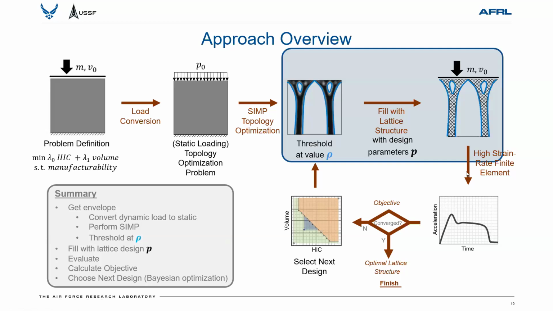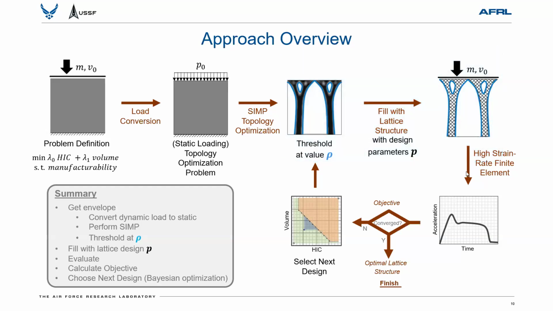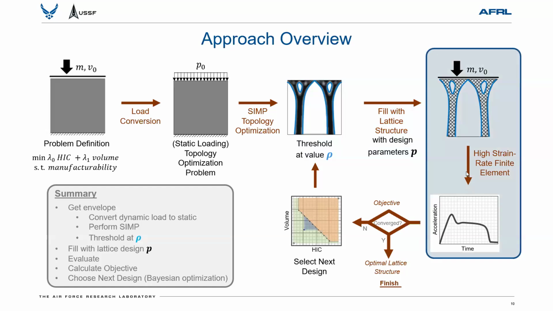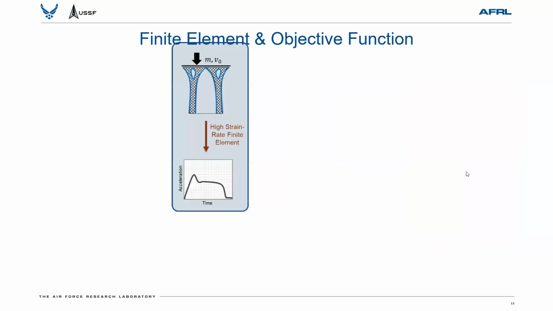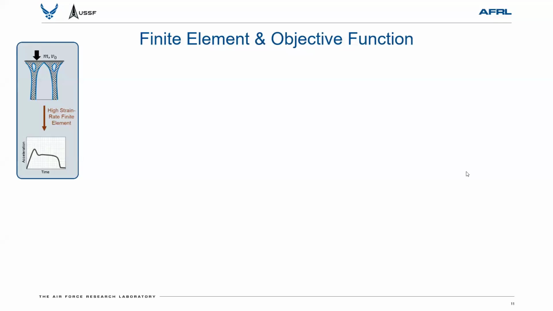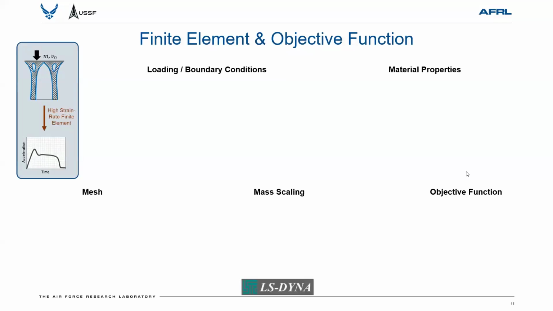All right, so at this point then we have a lattice structure, which is not necessarily rectangular. It's filled in now with unit cells whose design is parameterized. What we'll do next is send that through an actual high strain rate finite element simulation. For this step, we used LS-DYNA, and it was a really great learning experience, I think, because there are so many different aspects of a simulation like this to set up. So I'll just talk through them pretty quickly.